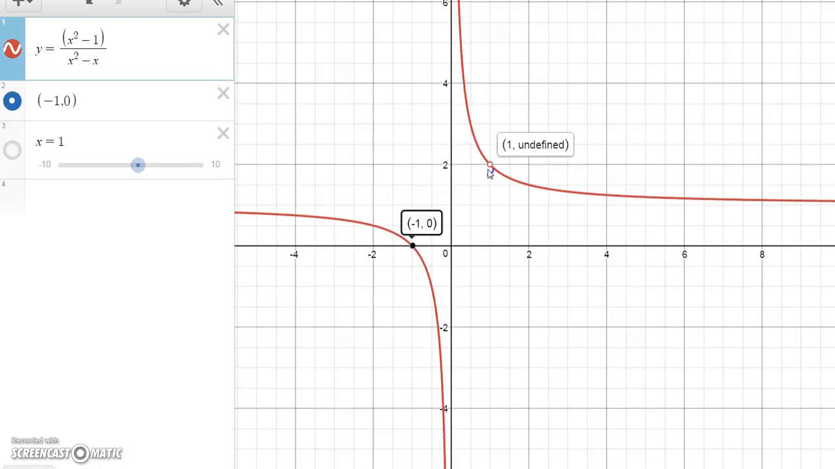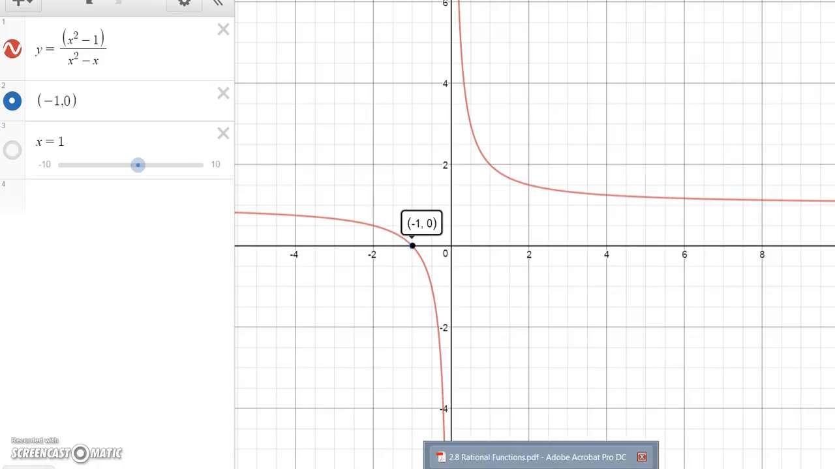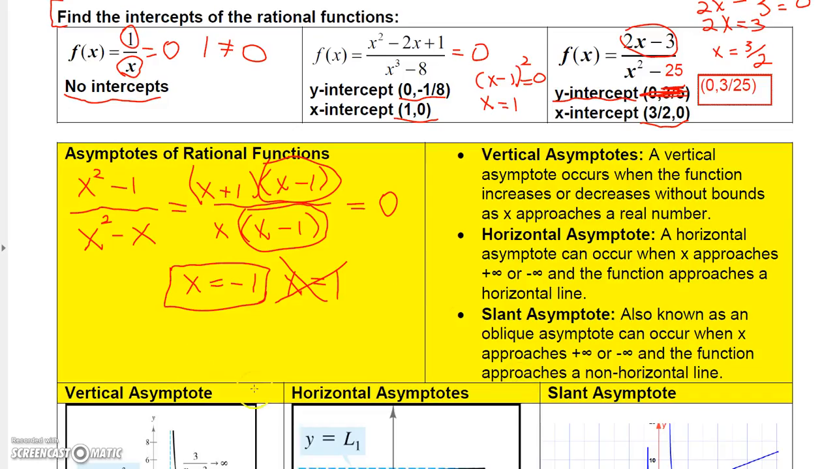So anyway, let's just suffice it to say that obviously x equal 1 is not an x-intercept here because it does not cross the x-axis at x equal 1. But you do have an x-intercept here at negative 1. Okay, so that's just a little bit of a tricky one that you might run into when you're looking for x and y intercepts.